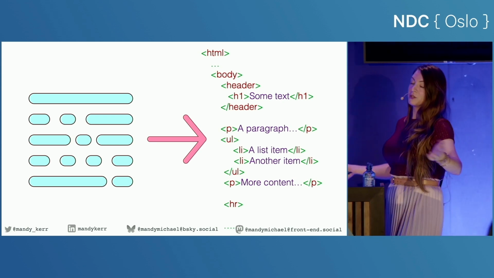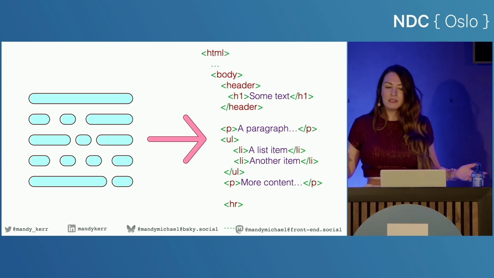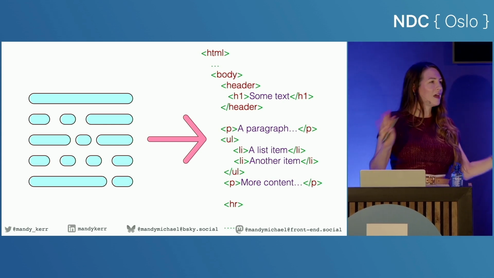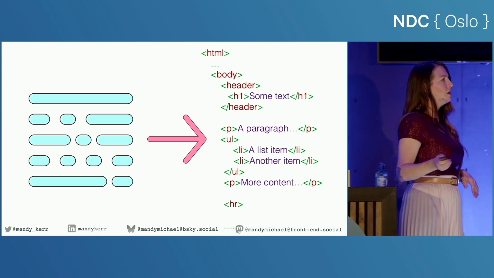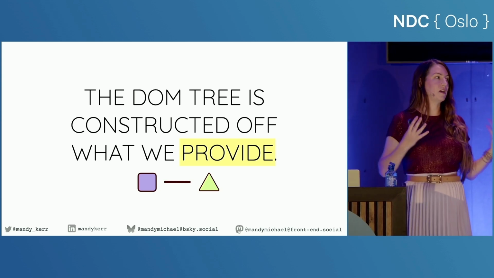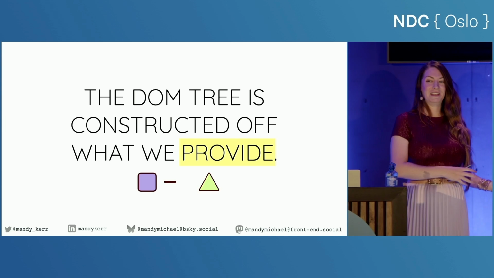And that's known as the DOM tree, or the document object model, which we use to manipulate, edit, and move things around on the page. There are a few other steps like compositing and layout, but they are not important for the purposes of today. What is important is the DOM tree, because that's what makes things functional. And it's constructed off what we provide the browser via HTML.